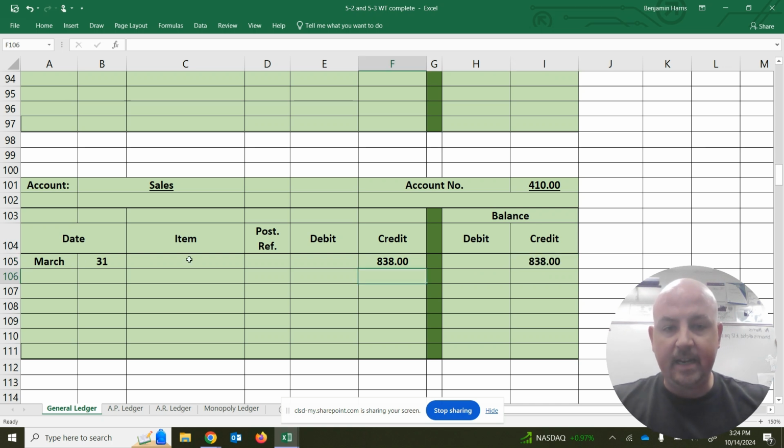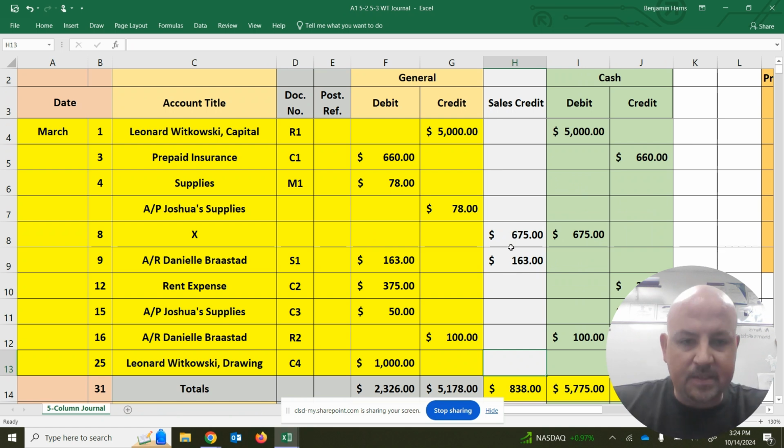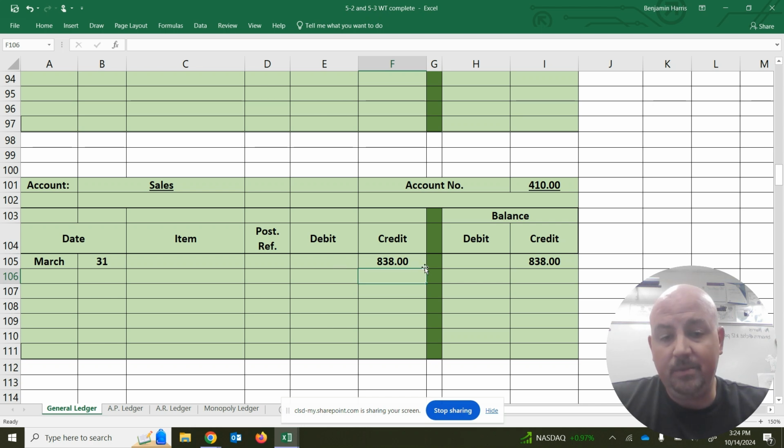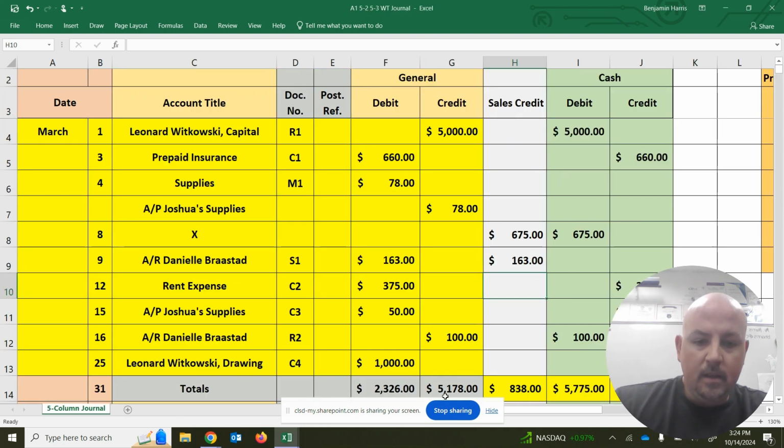And that's that. You'll notice that we have a couple instances where we have sales, those two. We could put them in individually if we wanted to, but we don't have to. We just take the column total. All right.